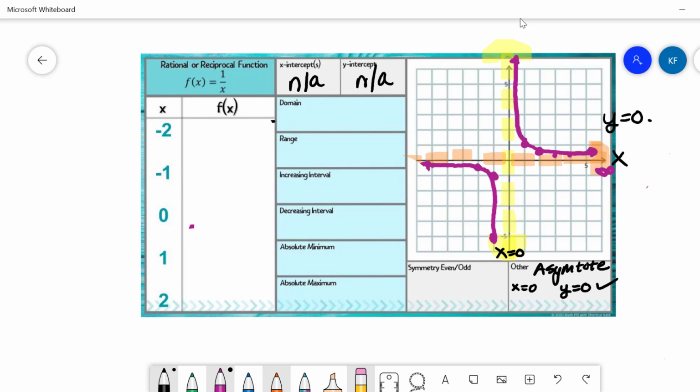So the domain, I'm going to get rid of some of this stuff for you. The domain are all the x values, and this can be tricky for some of you. So I want to make sure that we are all on the same page. So remember those asymptotes, and I say that because that's how you spell it. Those asymptotes are there even though they're not written in.